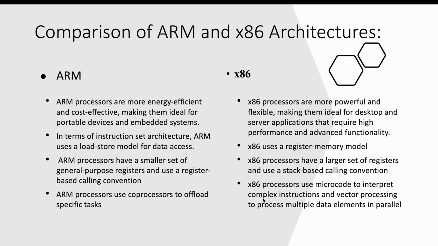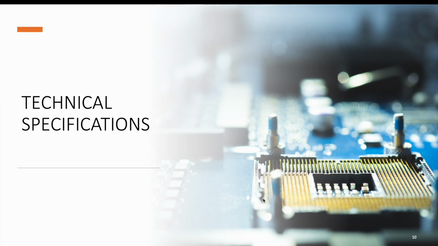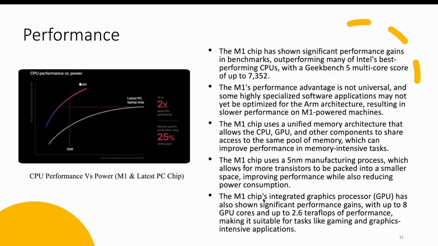So now that we've seen the ARM and the x86 architecture, we'll go through a few of the technical specifications for each of the M1 chip as well as the previous Intel chips. The M1 chip has proven to be highly competitive with Intel's best performing CPUs, outperforming many of them in both single core and multi core tests.